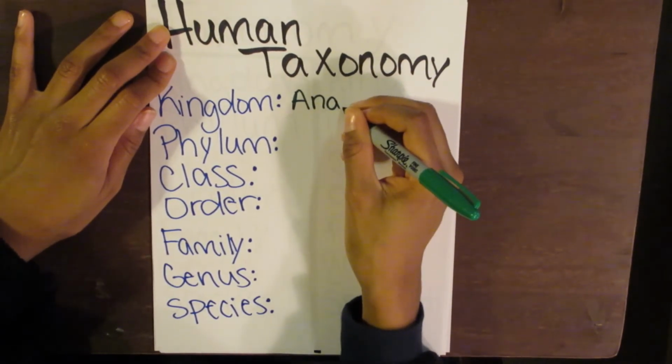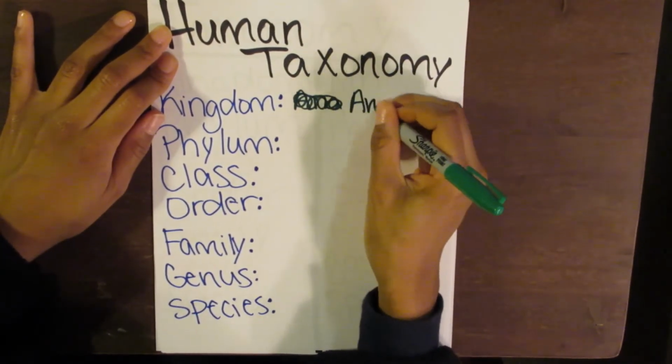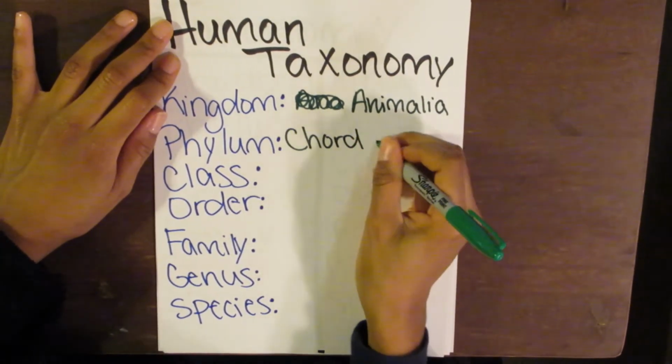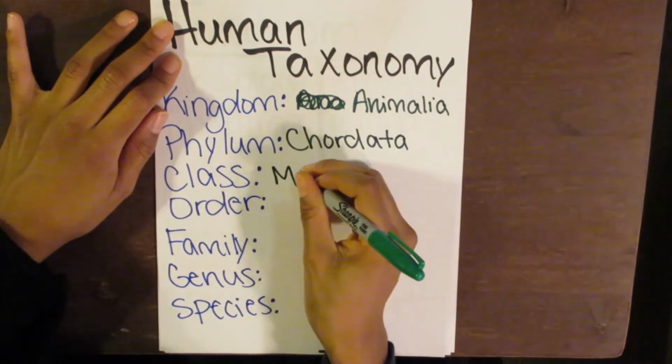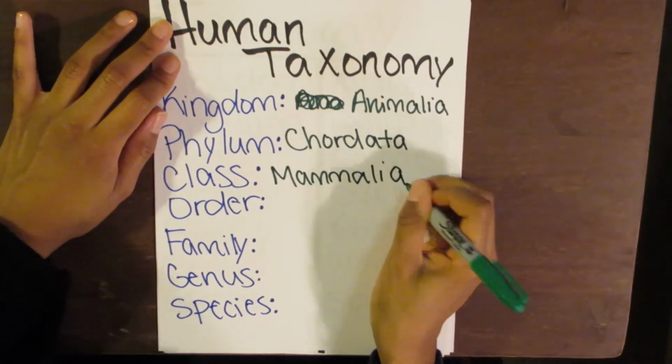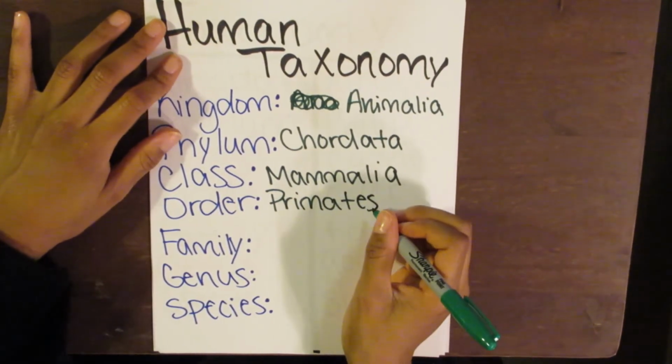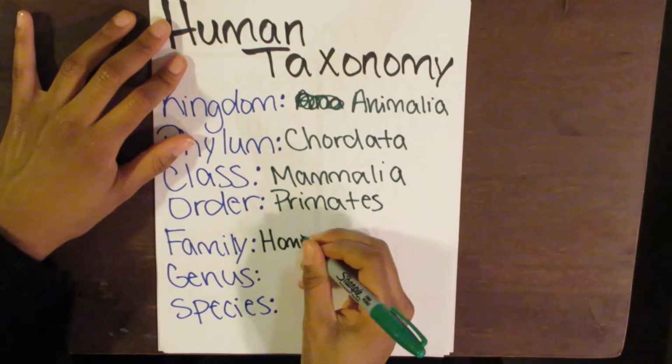So humans are in the kingdom Animalia because we're animals. So you guys kind of get the similarities. Our phylum is Chordata because we have spinal cords. Our class is Mammalia because we're mammals. Our order is primates because we are primates, guys.